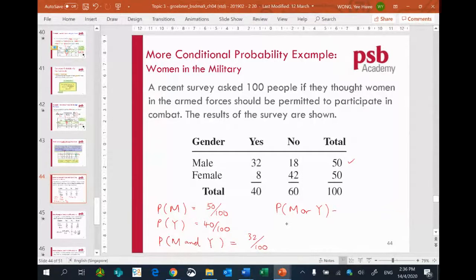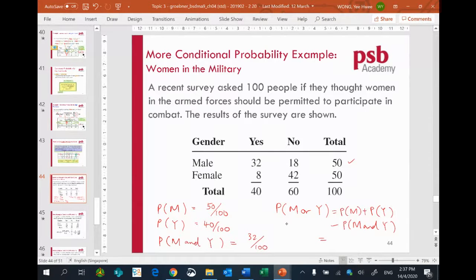So I'm going to add this male and female and a yes. Or I just add, all right? But can the male say yes? Yes. Can those who say yes be a male? Yes. So they are not mutually exclusive. They are not two different circles, but there are some overlaps there. So if there are some overlaps, you have to take away the male and yes, the male who say yes at the same time, right?